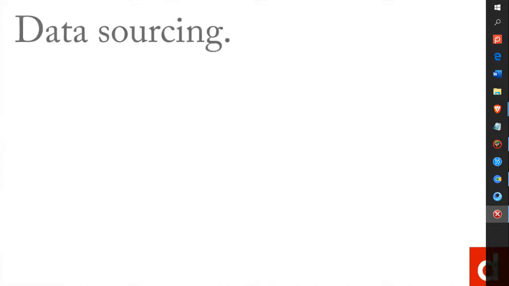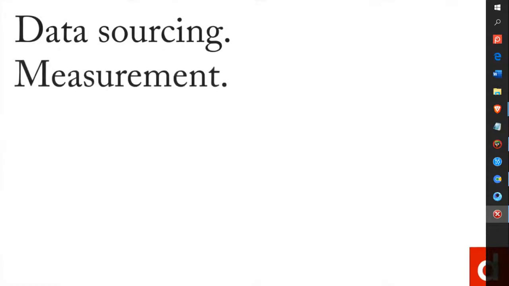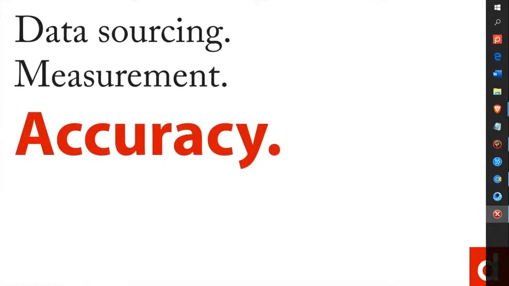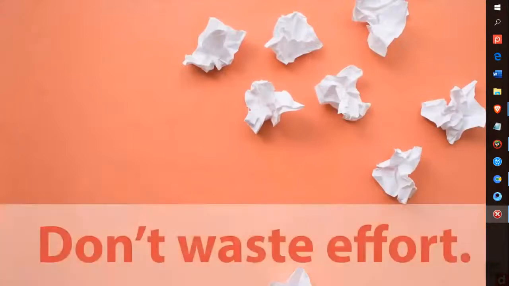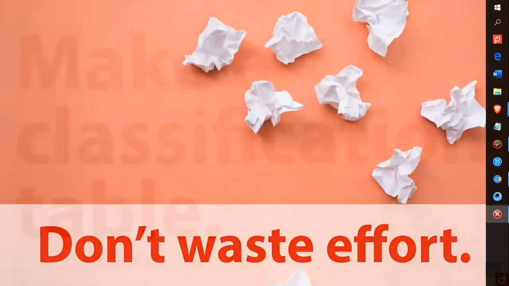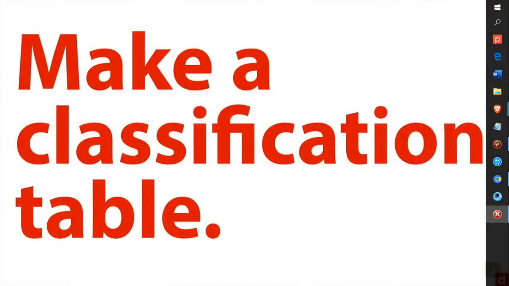When talking about data sourcing and measurement, one very important issue has to do with the accuracy of your measurements. The idea here is that you don't want to have to throw away all your ideas. You don't want to waste effort. One way of doing this in a very quantitative fashion is to make a classification table. So what that looks like is this.